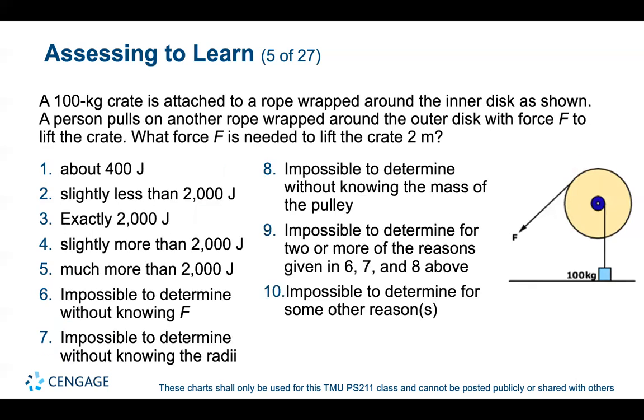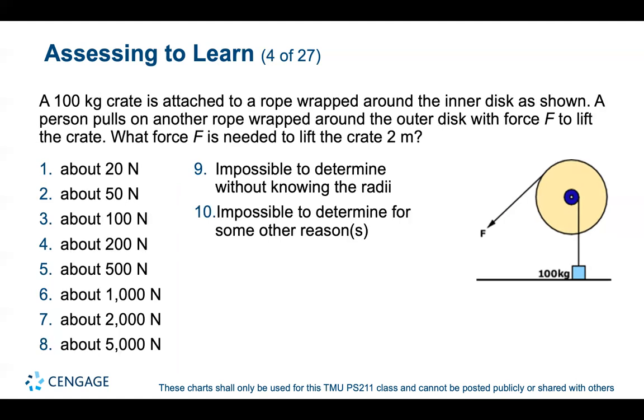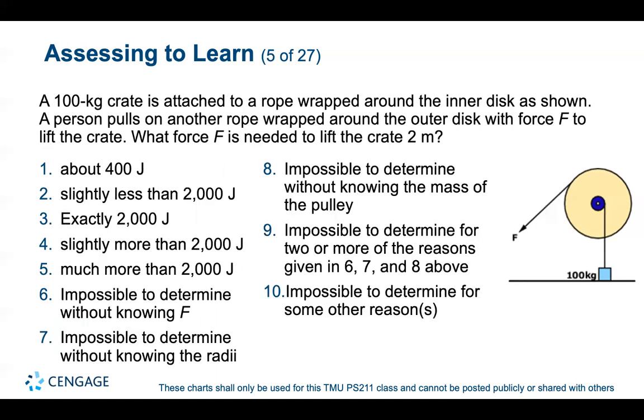So a person pulls on another rope wrapped around the outer disc with force F to lift the crate. What force F is needed to lift the crate? I'll just read the whole thing here. A 100 kilogram crate is attached to a rope wrapped around the inner disc as shown. A person pulls another rope wrapped around the outer disc with force F to lift the crate. What force is needed to lift the crate 2 meters? And the possible answers are 2, 3, 4, and 5. And so you can look those over a little bit.